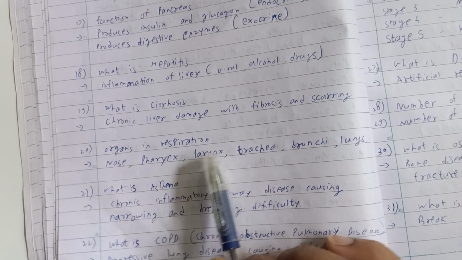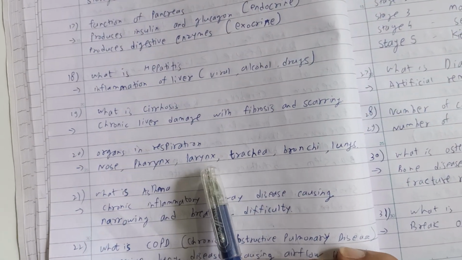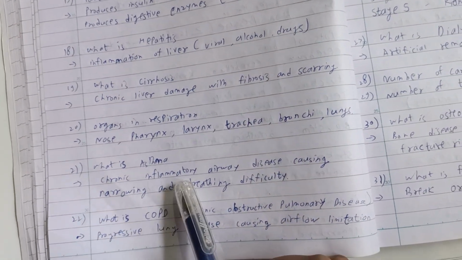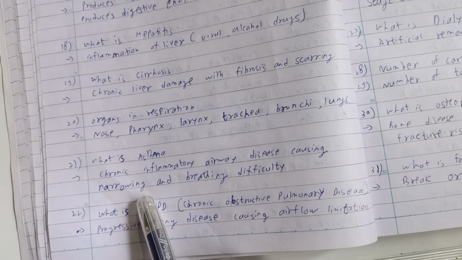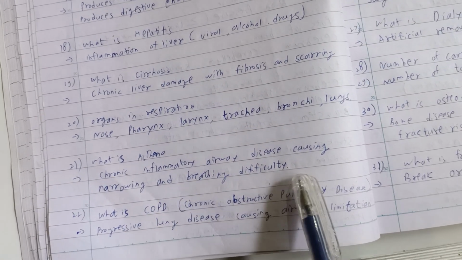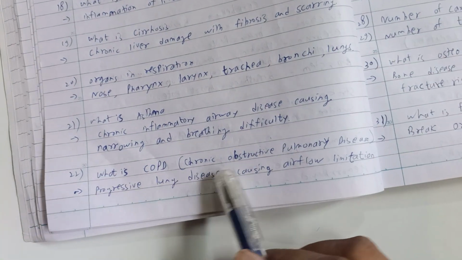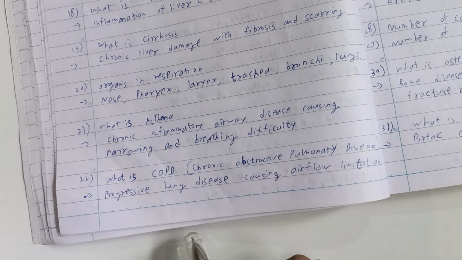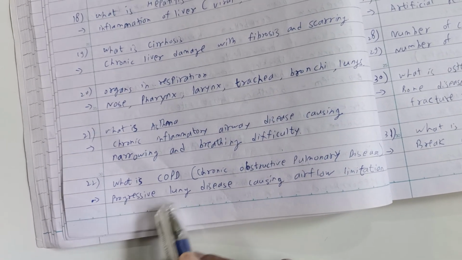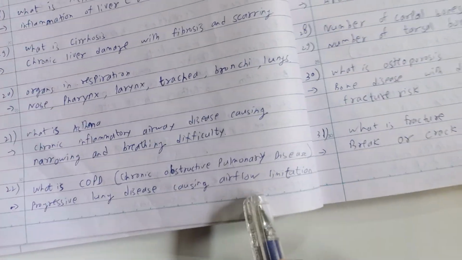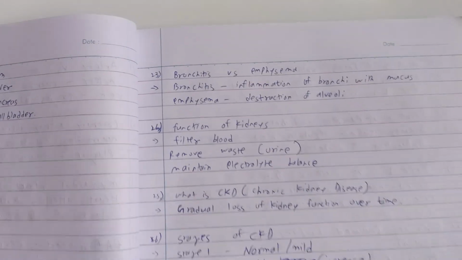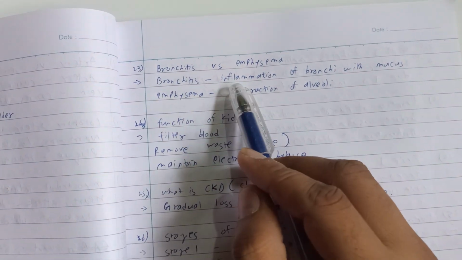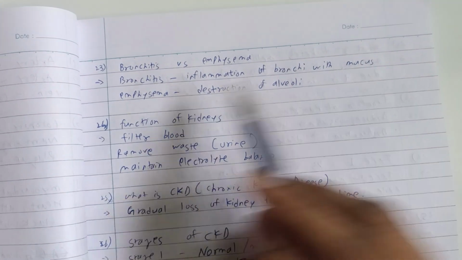Organs in respiration: nose, pharynx, larynx, trachea, bronchi and lungs. What is asthma? Chronic inflammatory airway disease causing narrowing and breathing difficulty. What is COPD? Chronic obstructive pulmonary disease, progressive lung disease causing airflow limitation. Bronchitis and emphysema. Bronchitis, inflammation of bronchi with mucus.